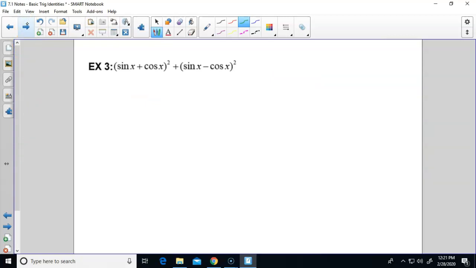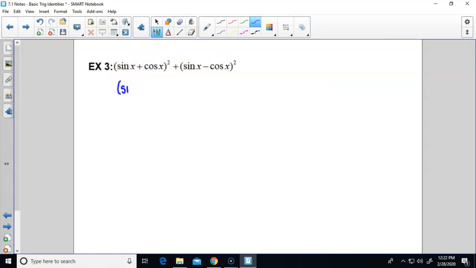Our next example, we have sine x plus cosine x squared plus sine x minus cosine x squared. So for this one, sine x plus cosine x does not equal 1. Sine squared x plus cosine squared x equals 1, but this expression does not equal 1. So what we're going to have to do here is expand both of these.